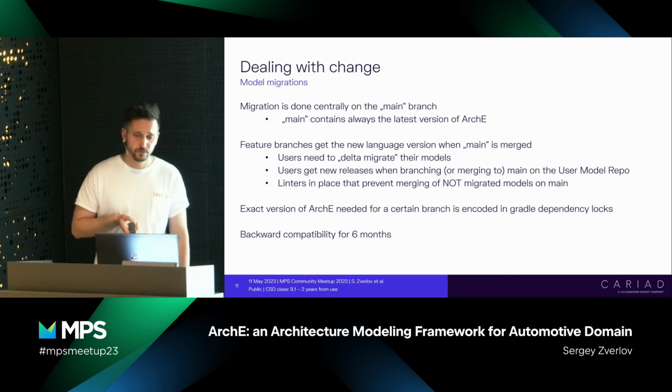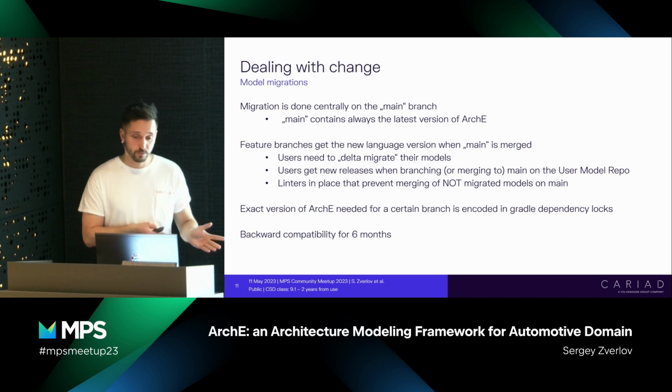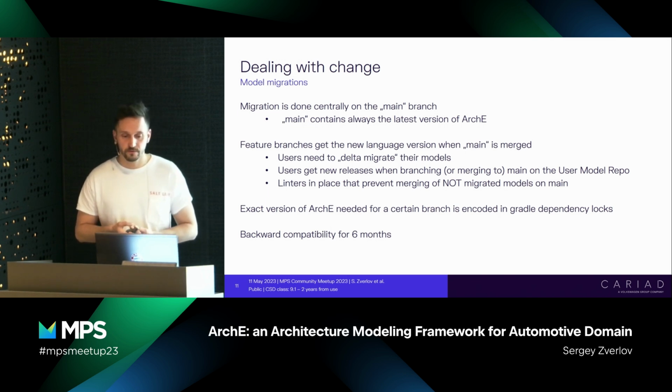And as I told you, we release quite often, every 2 to 4 weeks, so things change and therefore models need to be migrated. The way we handle that is that the main branch in the user repository always needs to be on the current version of our tool. But the feature branches can diverge. If you have a feature branch and you want to work on a previous version, because you don't want to deal with migration right now since you have other problems with your project, you can keep the older version. But when you want to merge into main, you need to migrate your things.